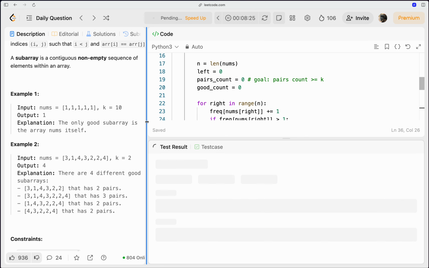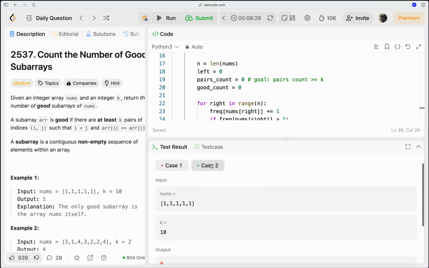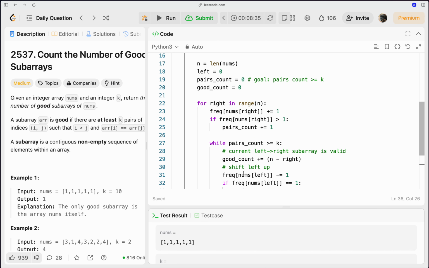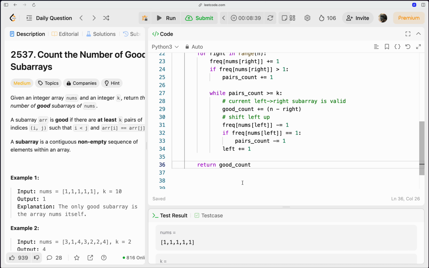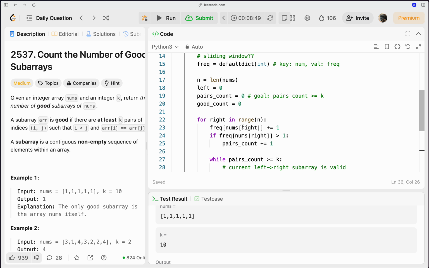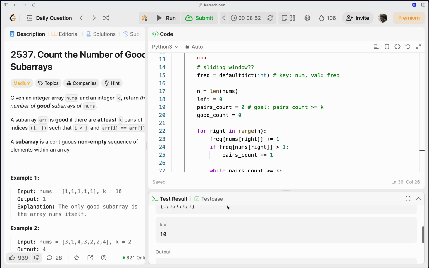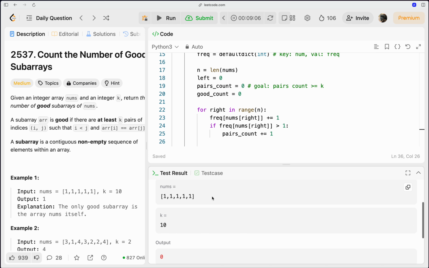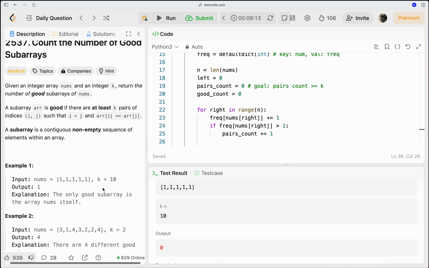Let's see. Oh, that's interesting. What if it's all one? Huh?